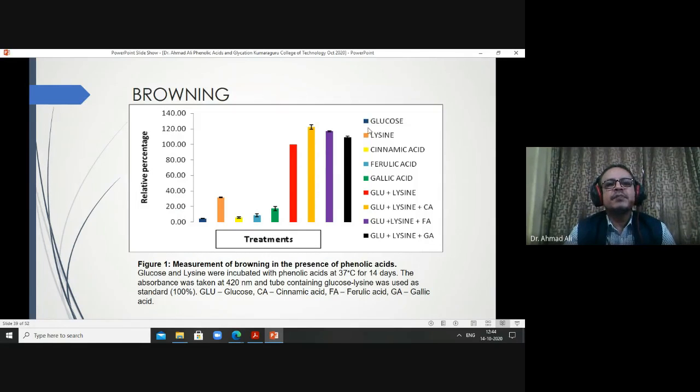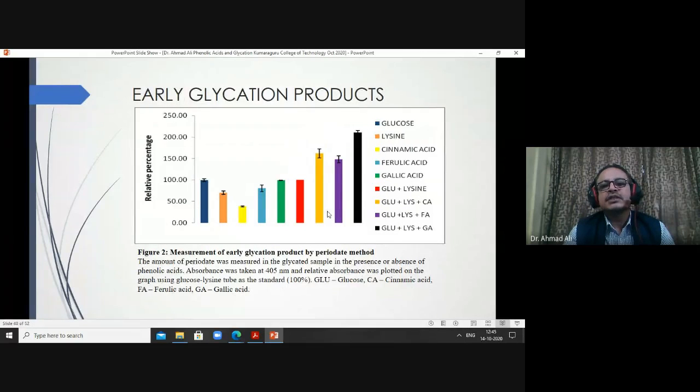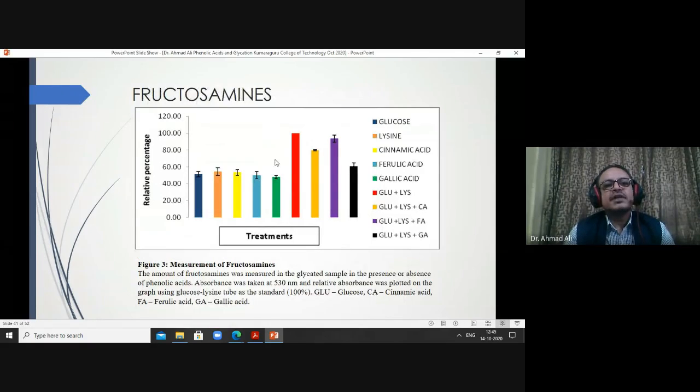So we measured the browning. Browning is a very crude method of measurement because sometimes browning happens and sometimes it doesn't. But people have adopted this as one of the parameters. If browning happens when some molecules with carbonyl groups and amino groups are incubated, it may be because of the Maillard reaction or glycation reaction. We have shown here with the free amino acids that there is actually no effect of these phenolic acids on browning. But when we measure the early glycation products, we have shown some results with this, which is a more accurate method of measurement of early glycation products.